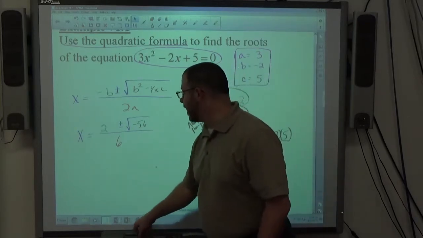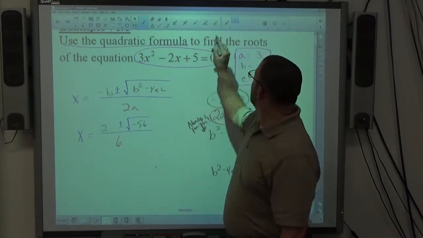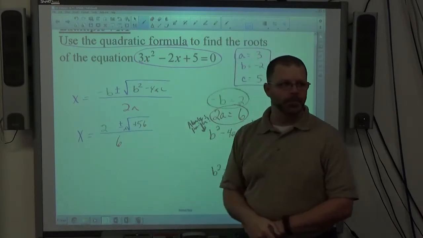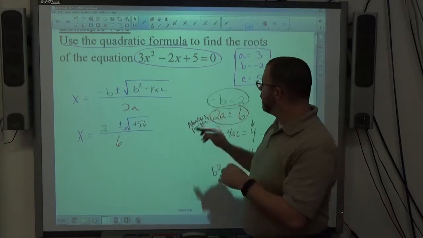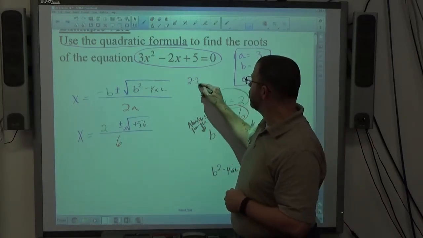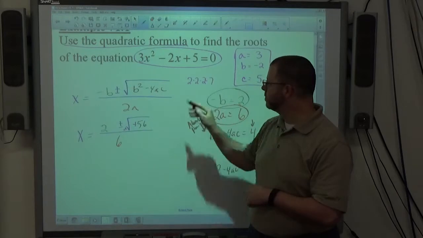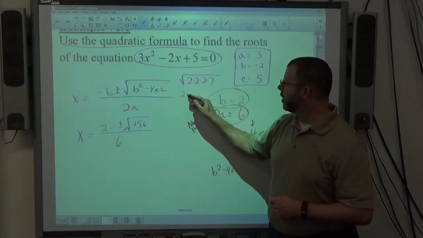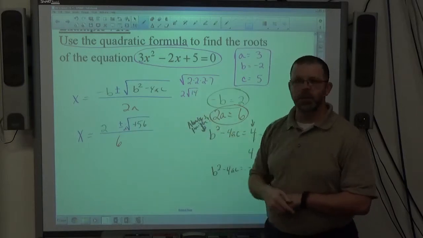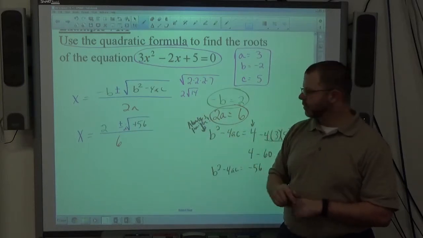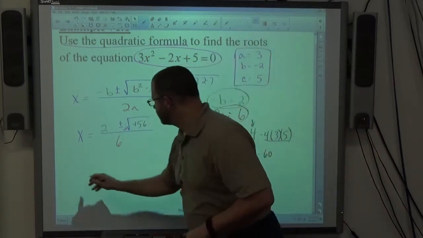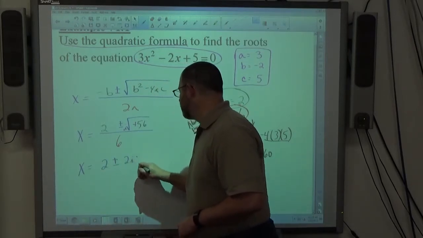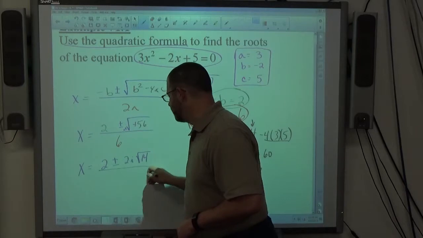First thing I notice is a negative in the radical, right? So I'm going to make it a positive, and I'm going to make an i come outside. The other thing I notice is 56 is 2 times 2 times 2 times 7. Right, 56. So that's 2 times the square root of 14. That's prettier than the square root of 56, right? So I'm going to get x equals 2 plus or minus 2i times the square root of 14 over 6.